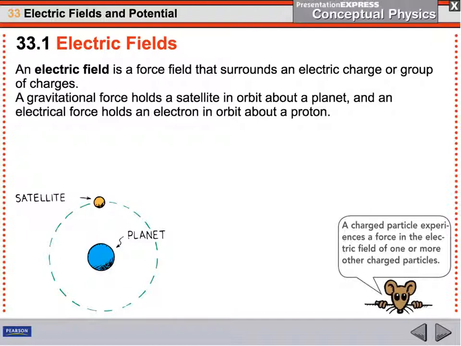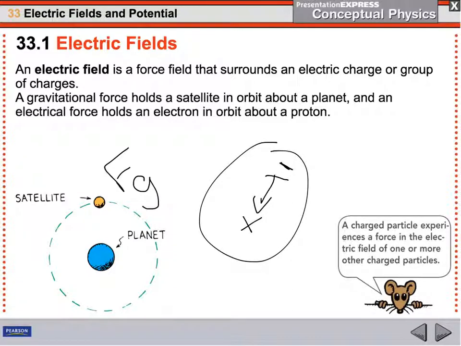A gravitational force field holds a satellite in orbit about a planet, and an electrical force field holds an electron in orbit around a proton. So here you have a planet and a satellite. This is the force of gravity holding it in. And if you had a positively charged proton in the middle and a negatively charged electron, this electric field around it holds them together.